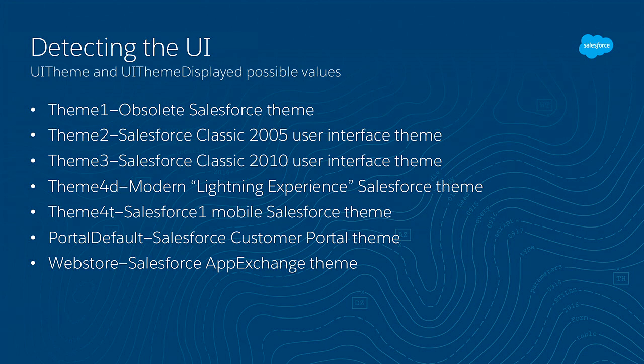So that's that. And this is a little difference of the values returned by UiTheme or UiThemeDisplayed. If it says Theme1, it's the age-old 1999 Salesforce UI theme. Theme2 is the older classic, and Theme3 is the present classic UI, which is not exactly present, but it's the present classic UI, right? And Theme4d is Lightning Experience, and Theme4t is Salesforce1. PortalDefault is Customer Portal, and Webstore is AppExchange theme. Okay, so now we have detected it.